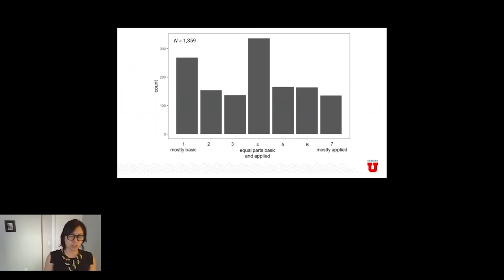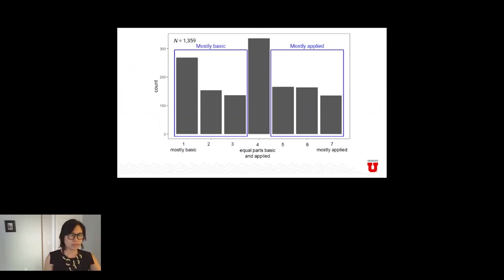About 1,300 of the 1,600 scientists we sampled responded, and we see that many consider their research to be equal parts basic and applied. That's certainly the highest frequency there. And then the next largest response was mostly basic. And so what I then did was I used this to categorize scientists into three categories based on what their responses were.